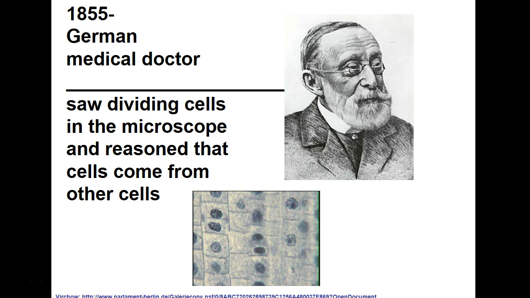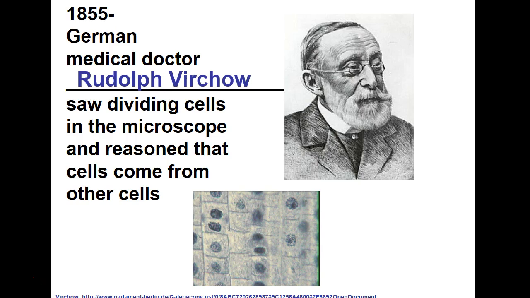All right, the last guy. About 20 years later, so around the same time, another German medical doctor. He looked under his microscope and he saw cells dividing, breaking in two. So from one cell becoming two cells. And his name was Rudolf Virchow. It looks like Virchow, but it's Rudolf Virchow. Okay, he said that cells split apart from one another.